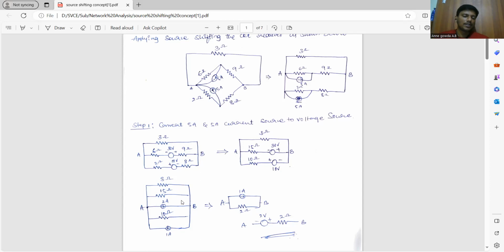So after taking the equivalent resistance here, 3 ohm, 15 ohm and 10 ohm are connected in parallel. So the equivalent resistance is 1 by R equivalent is equal to 1 by R1 plus 1 by R2 plus 1 by R3, that is 1 by 3 plus 1 by 15 and 1 by 10. And after taking the reciprocal, we have got the value 2 ohms.